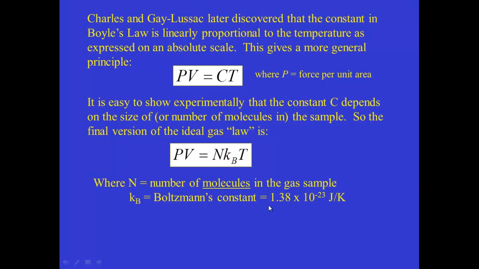Kb has a value of 1.38 times 10 to the minus 23rd joules per Kelvin. And this is one of these fundamental constants of nature. It is the key experimental constant that relates energy, as expressed in joules, to temperature, as expressed in Kelvin.